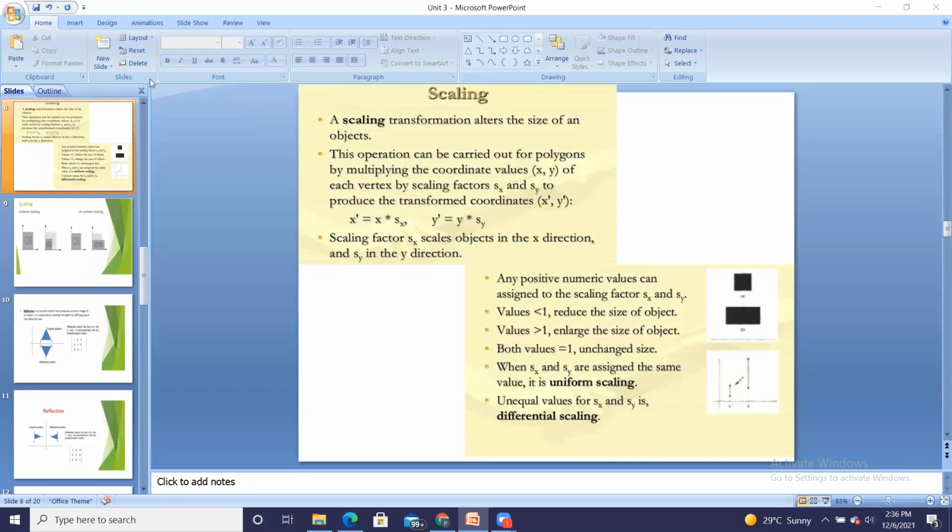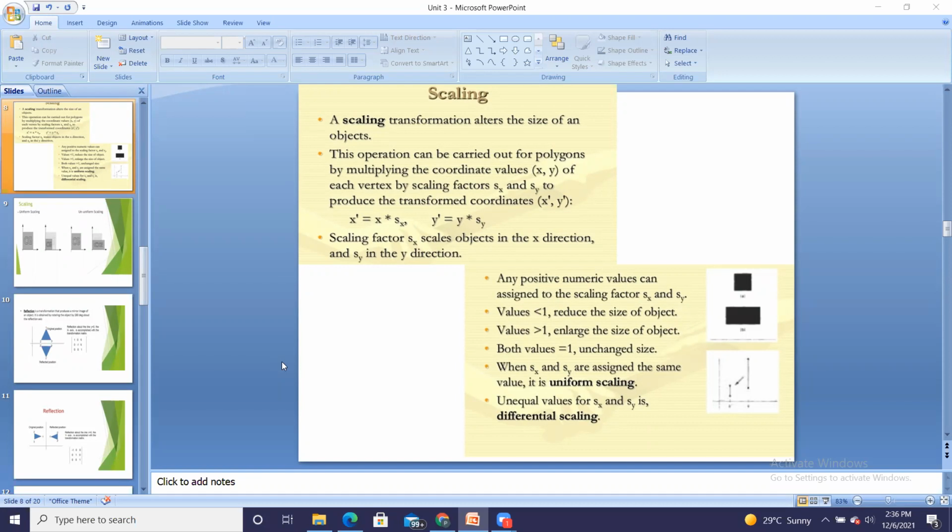Okay. So let us start with the lecture. In the previous lecture, we have seen some of the transformations that we apply on 2D objects, right? The first transformation we learned was translation, that is shifting the object from one location to another. Here only the position of the object is changing. There is no change in the shape and size of the object.